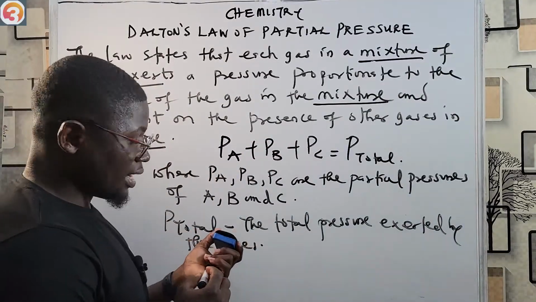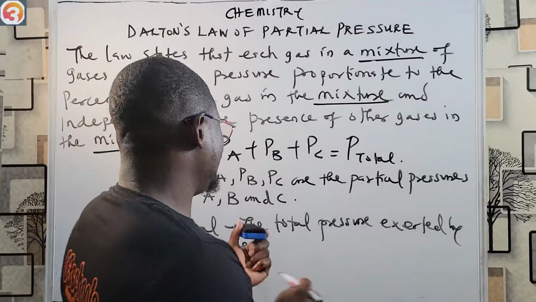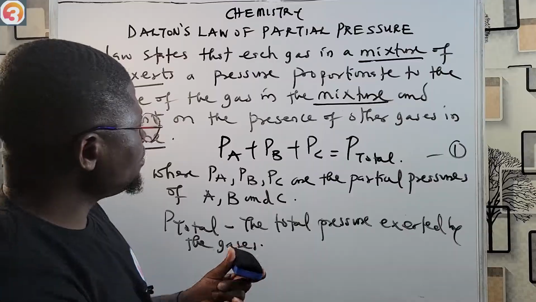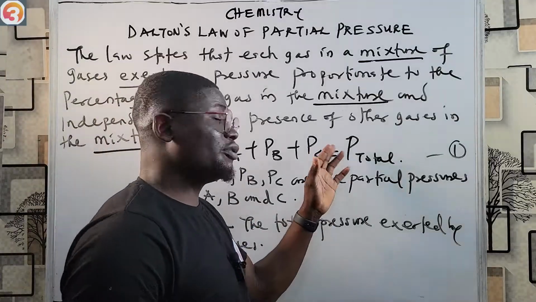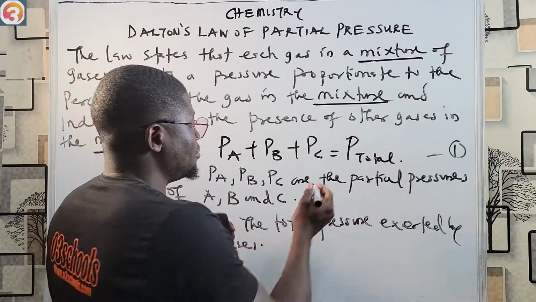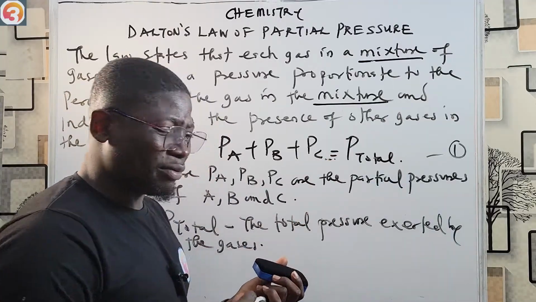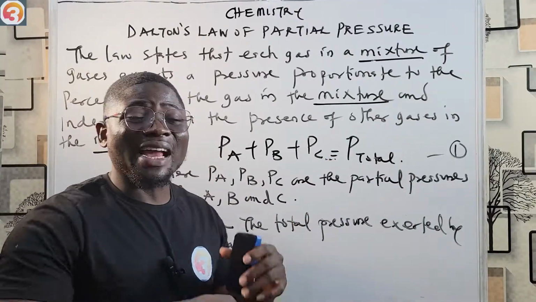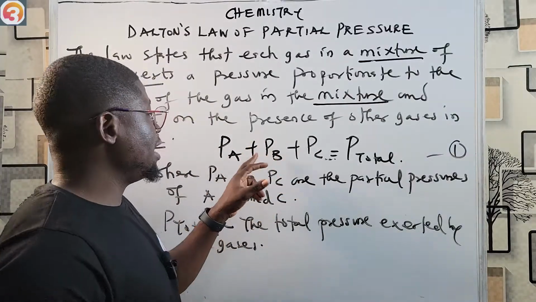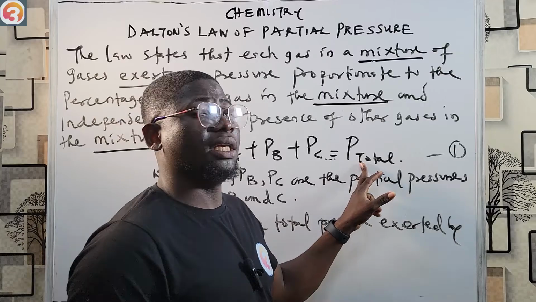So the first formula here is formula one: PA plus PB plus PC. There may even be PD, maybe PE, so they can put dot dot dot to show that there can be more than 3 gases. They can be 5 gases, 50 gases. So in a mixture of gases, PA plus PB plus PC equals P total.